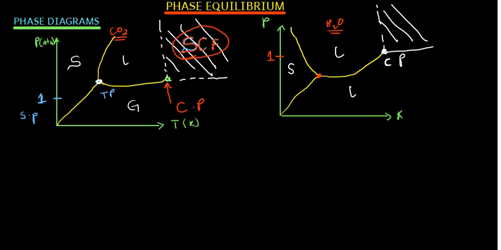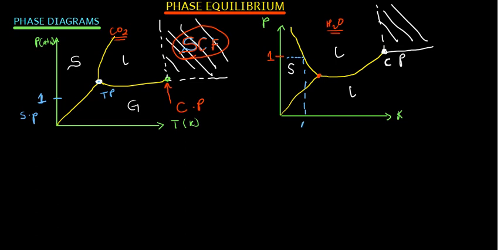Now, the point when the pressure is exactly 1 atmosphere, that is when we have standard pressure. Because melting can happen at any point on this line, but the normal melting point happens when the pressure is 1 atmosphere. So the normal melting point is going to happen at this point.